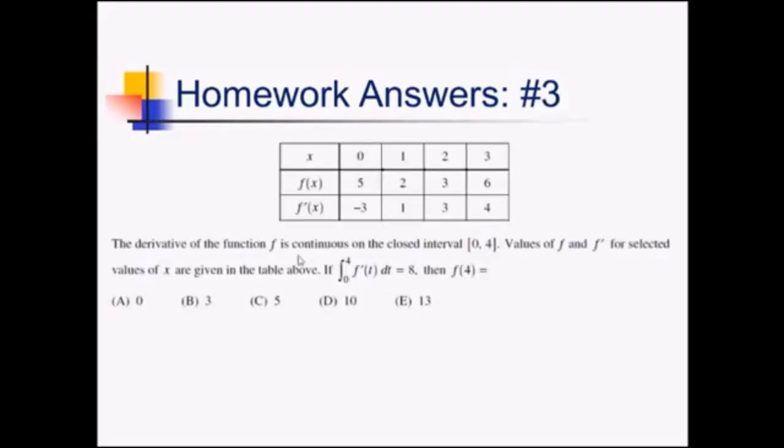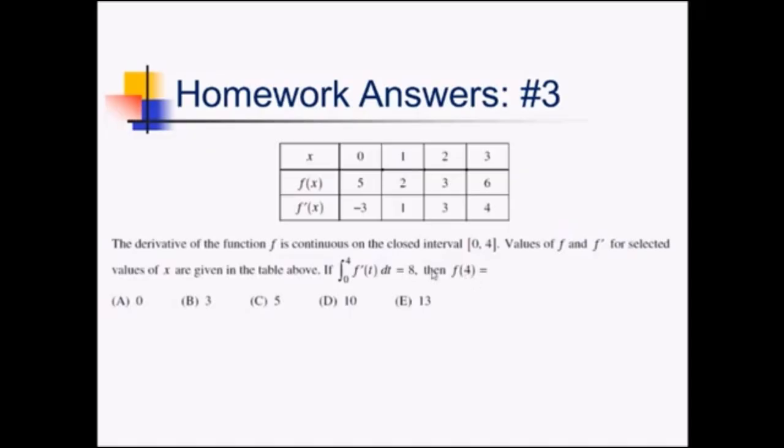For this problem, the derivative of the function f is continuous on the closed interval 0 to 4, and values of the function and its derivative are given in this table. We are told that the integral from 0 to 4 of f prime is 8. Based off of that, we want to find f of 4.